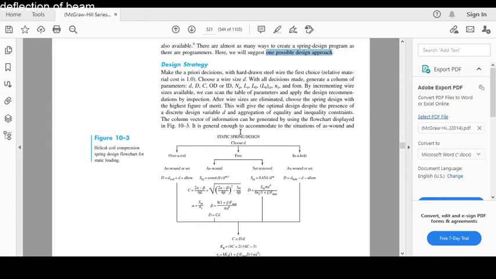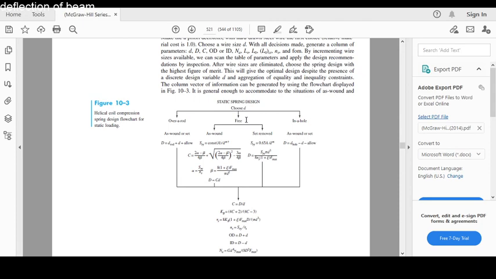After wire sizes are eliminated, choose the spring design with the highest figure of merit. This will give an optimal design despite the presence of the discrete design variable D and the aggregation of equality and inequality constraints. So a column vector of information can be generated by using the flowchart displayed.